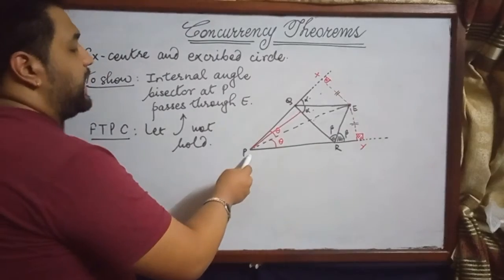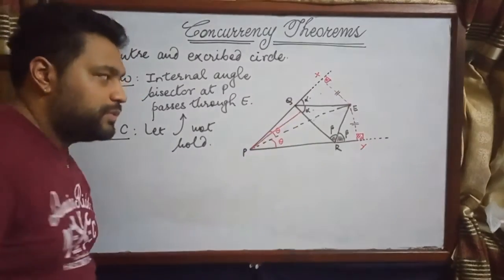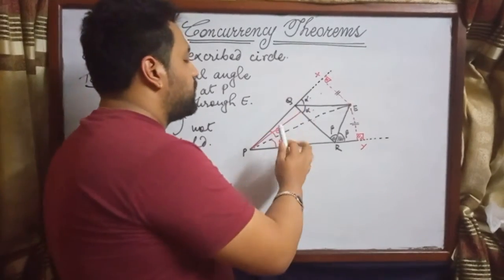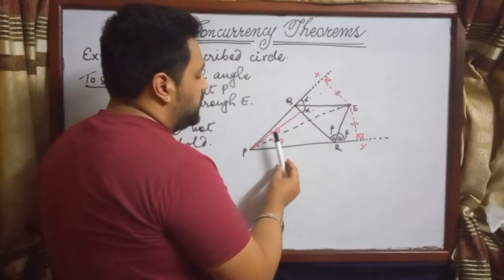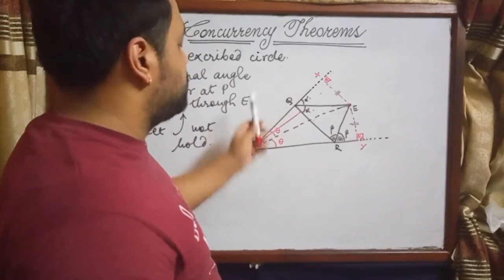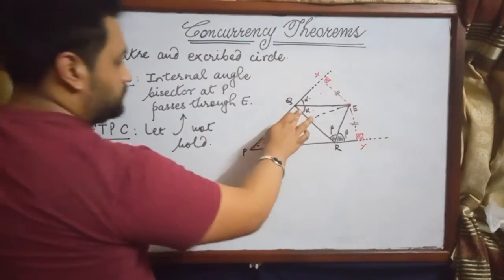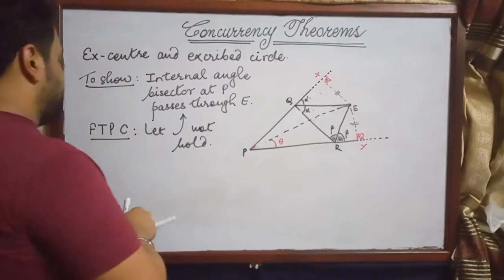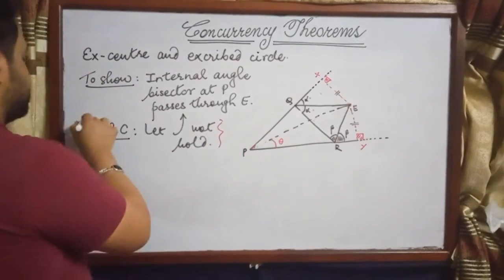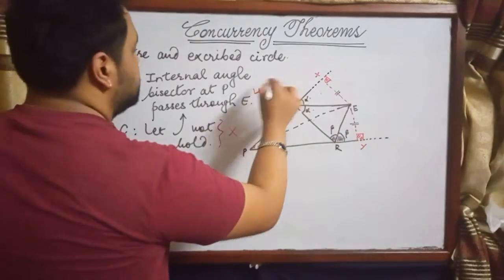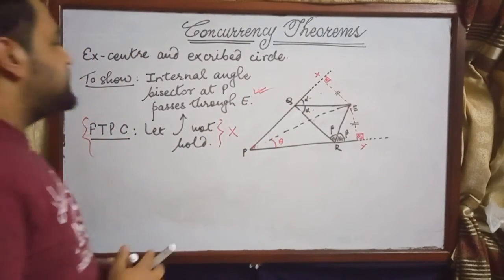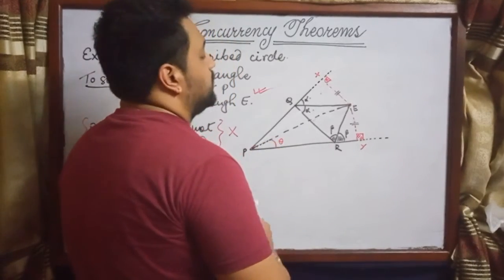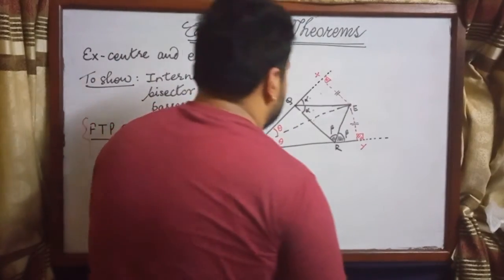So we conclude that angle P has two different bisectors. So we arrive at a contradiction because an angle can have only one bisector. That's why we conclude that this assumption is wrong, so this is right. So the internal angle bisector at P passes through the point E.